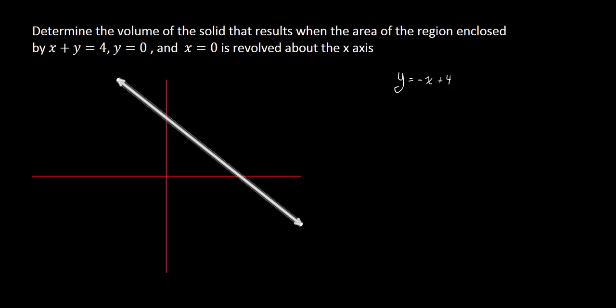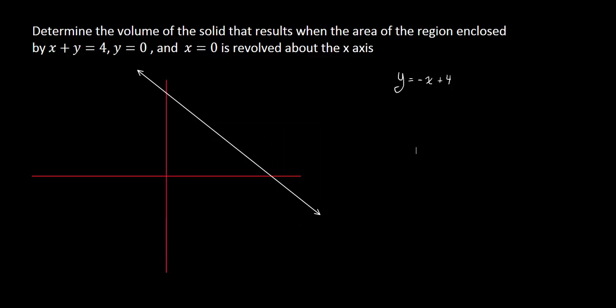I'm going to give myself a little bit more space just to make sure that I can emphasize key points. So here is my x plus y is equal to 4. I have some very important points here. I have my y-intercept up here, which is (0, 4), and my x-intercept here, which is (4, 0). Now I have to see where else this is enclosed, how I create the area. I have to create an area first before I can create a volume.